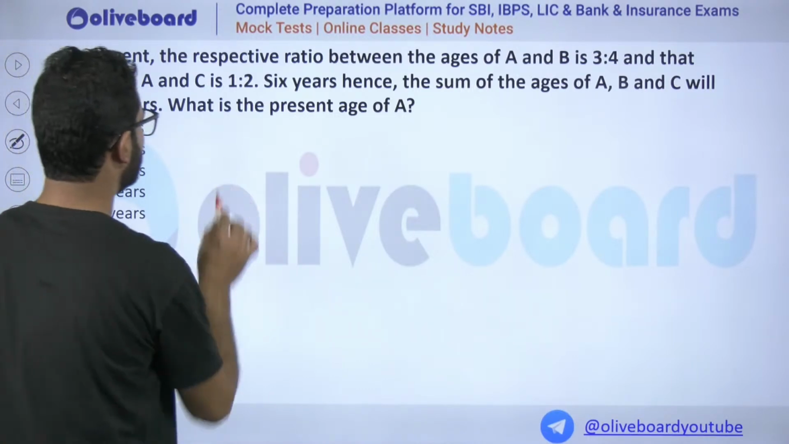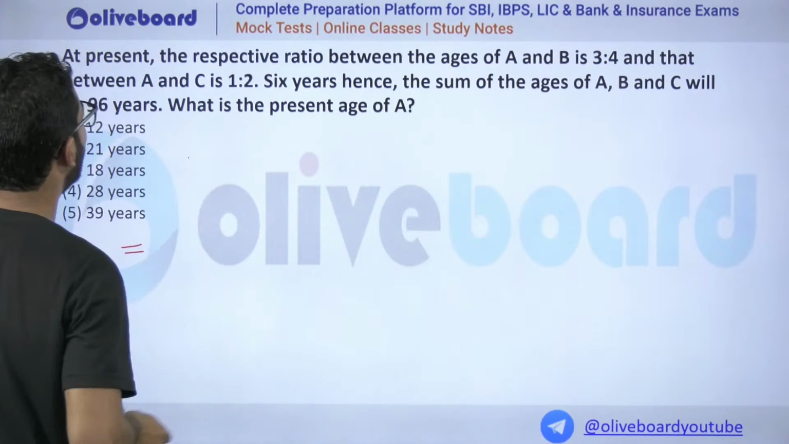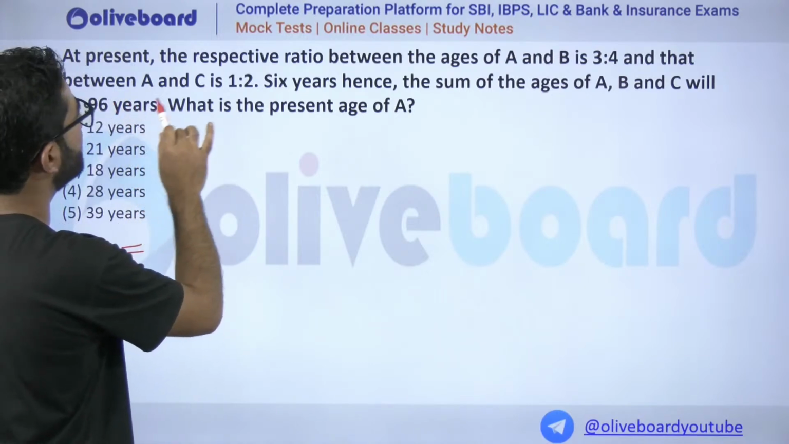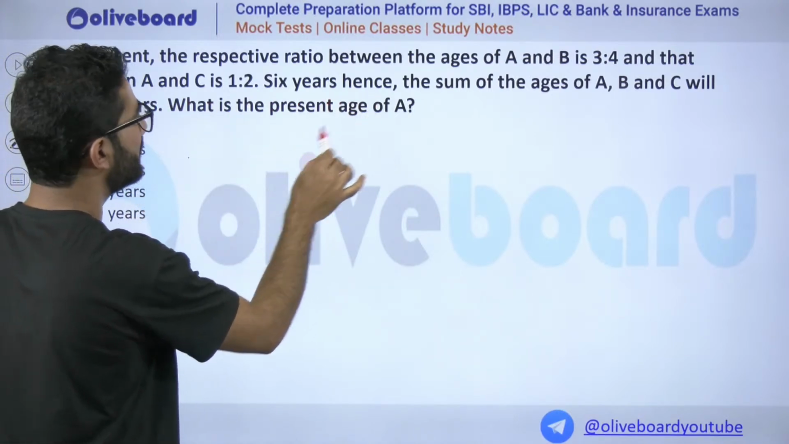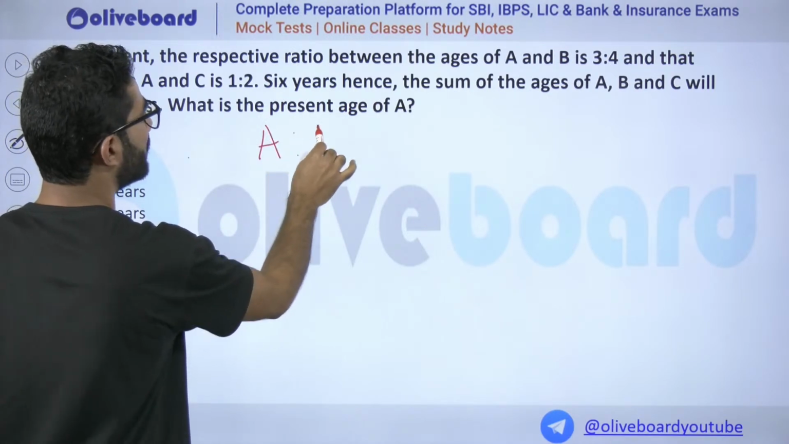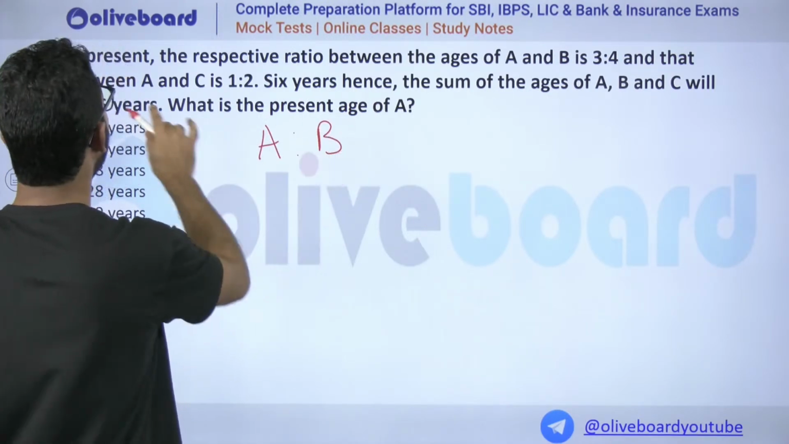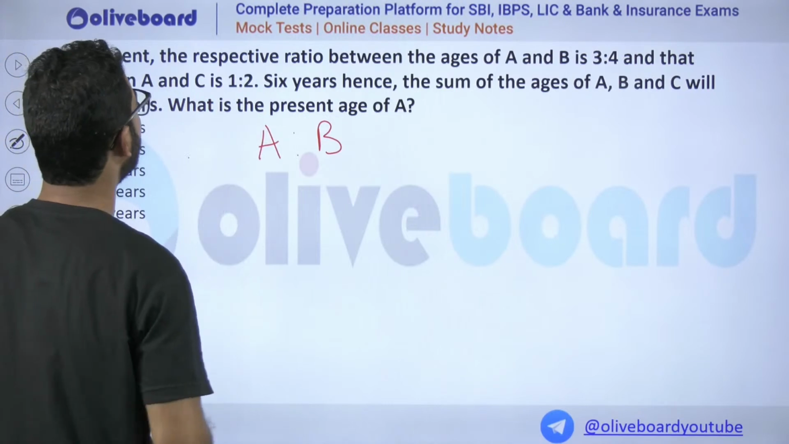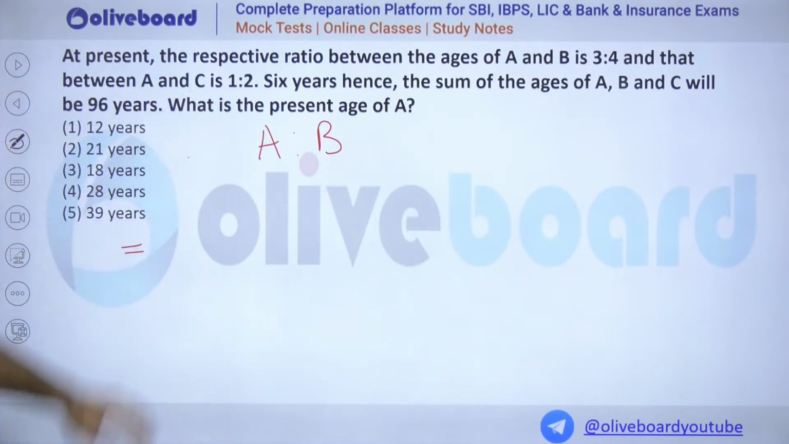Okay, if you see the question, I am using red pen. Now at present the respective ratio between A and B is given as 3:4, and that of A and C is given as 1:2. Okay, no problem.